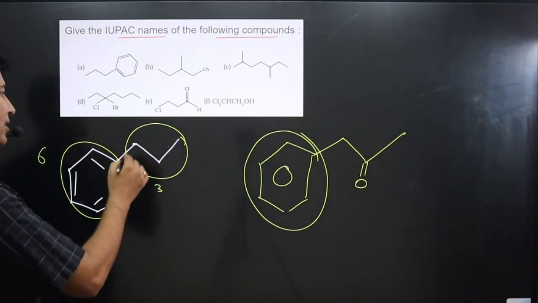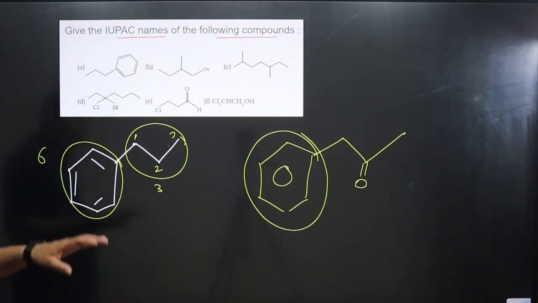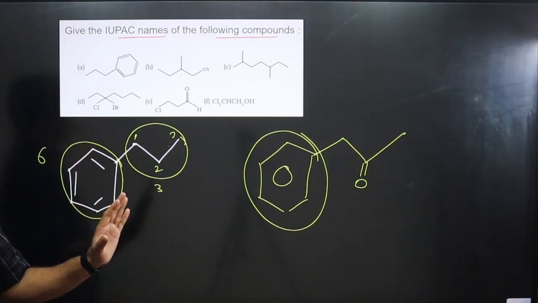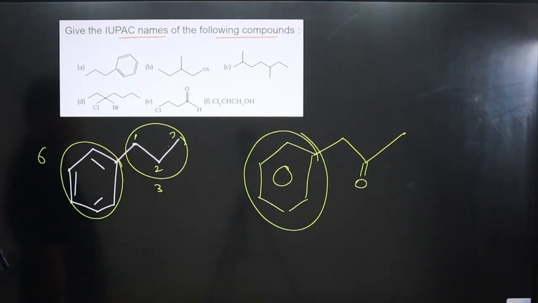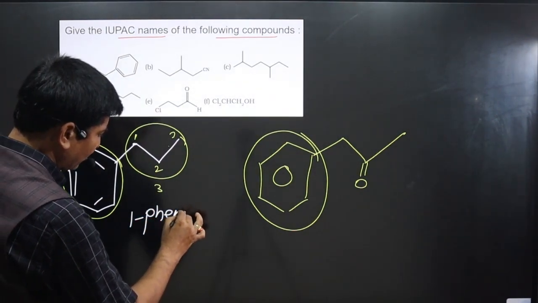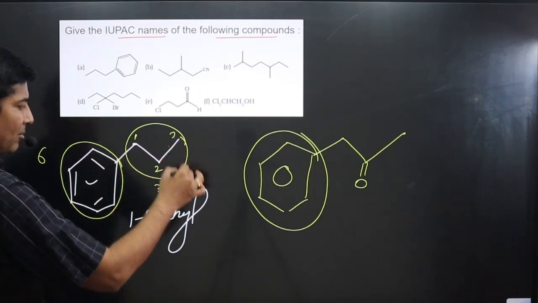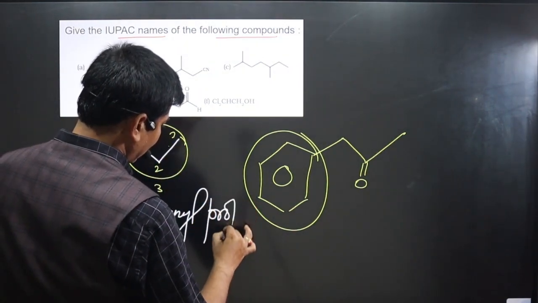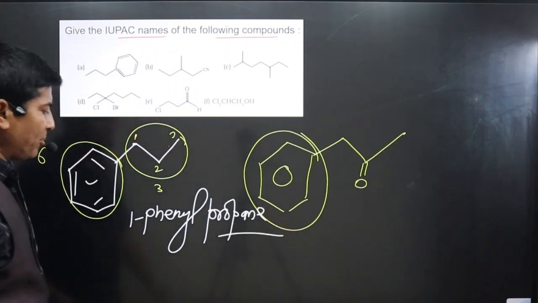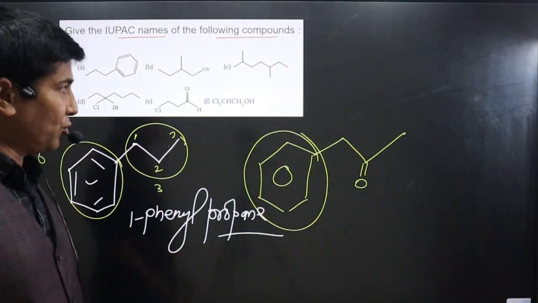See how it is given. This is the first carbon, this is the second carbon, this is the third carbon. We start numbering in the parent chain in such a way that the branching should get the minimum number. So you can see we got 1-phenyl. According to the NCERT answer, we have 1-phenyl, considered as a group. And how many carbons are there? 3 carbons, so we write propane. So the name is what? 1-phenylpropane.